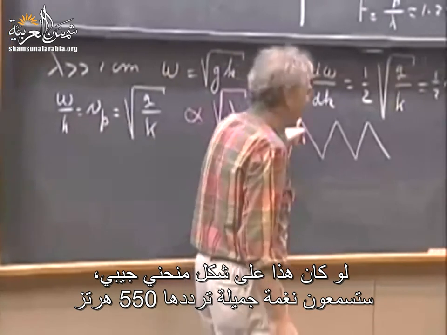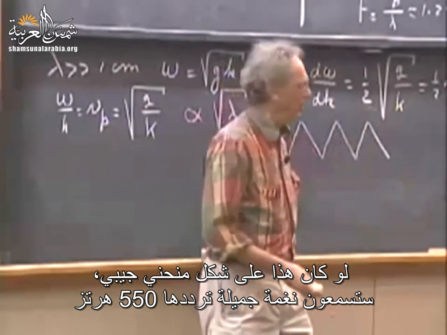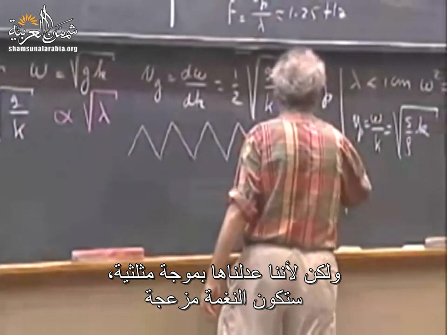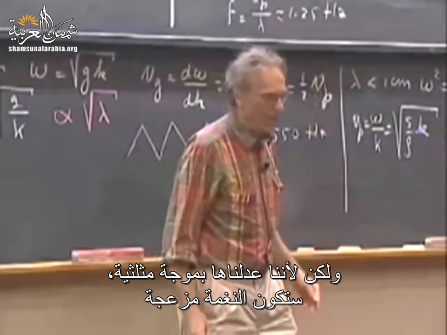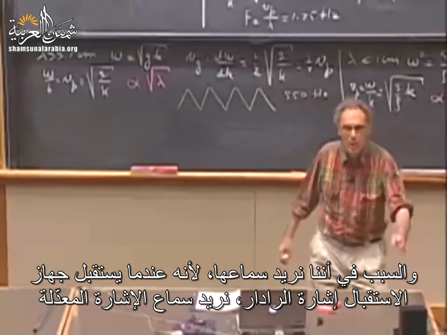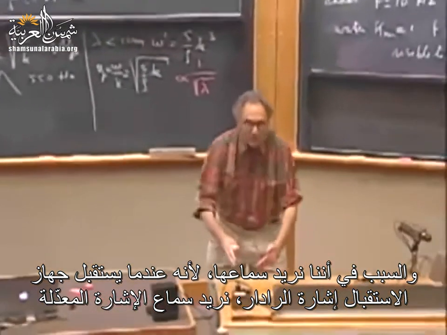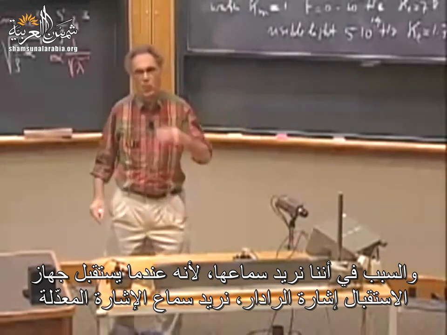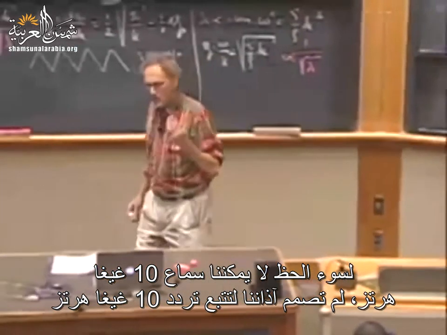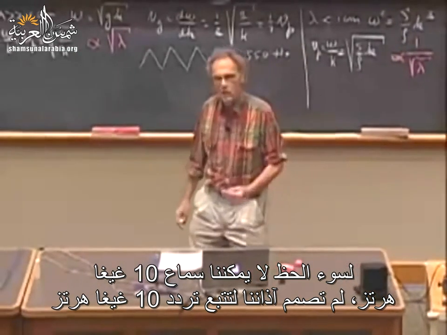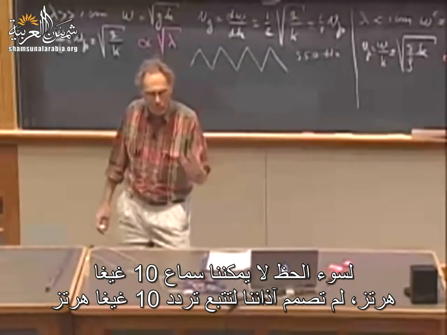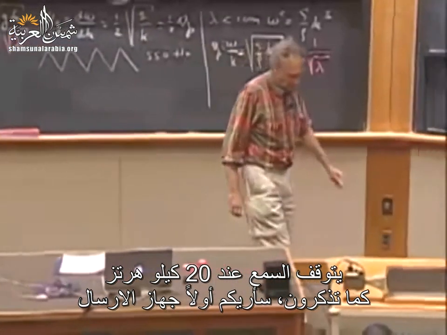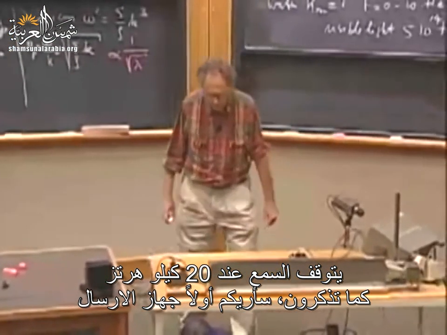So if this were a nice sinusoid, you would hear a beautiful 550 hertz tone, but because we modulate it with a triangle, it's a nasty tone. But the only reason why we want you to hear something is that when this receiver receives the radar signal, we want to hear this modulated signal. Unfortunately, you and I cannot hear 10 gigahertz. Our ears are not designed to follow a frequency of 10 billion hertz. It cuts off at 20 kilohertz, as you remember.